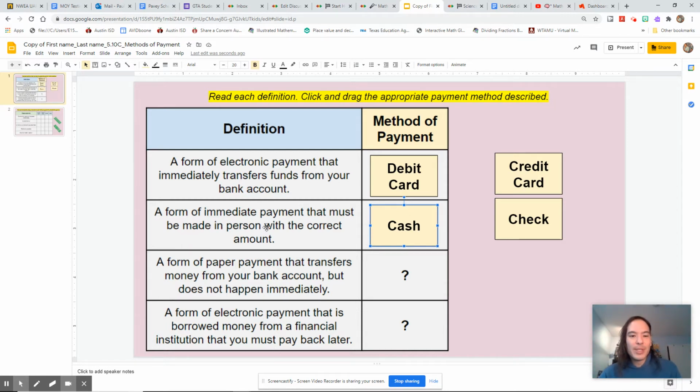So in person, it's an immediate payment. It's your money. It's cash. All right, so we have two left.